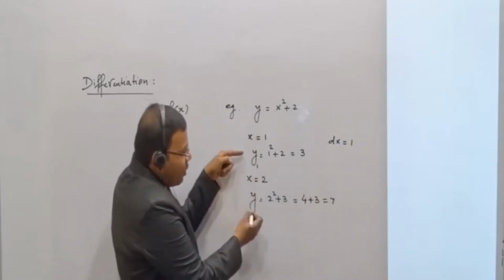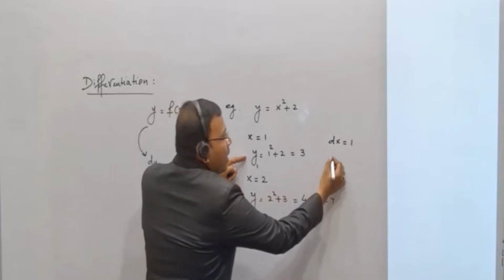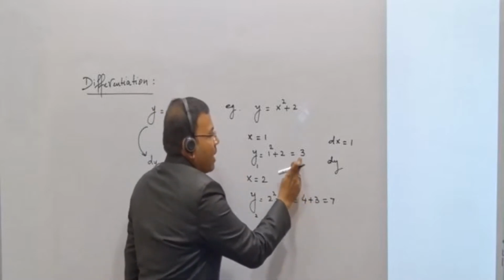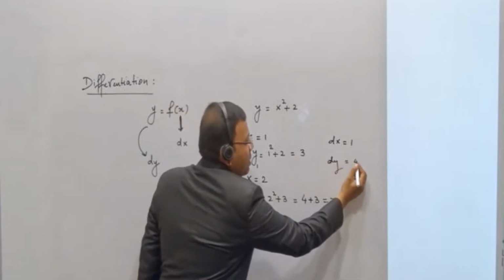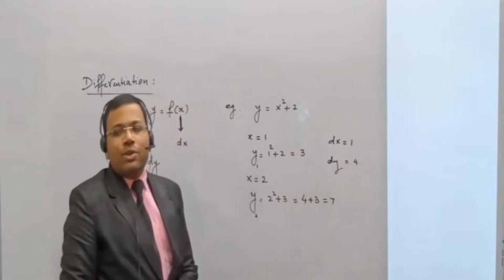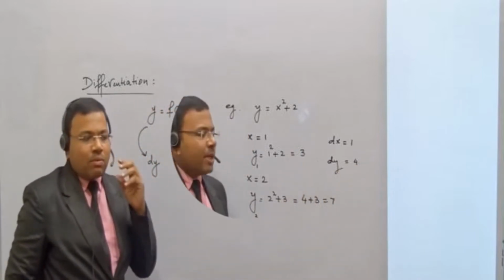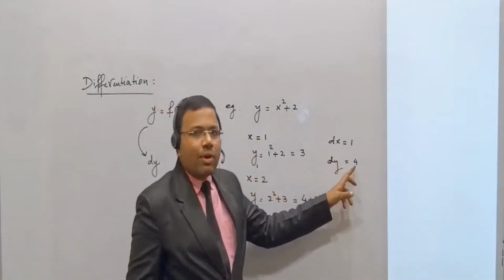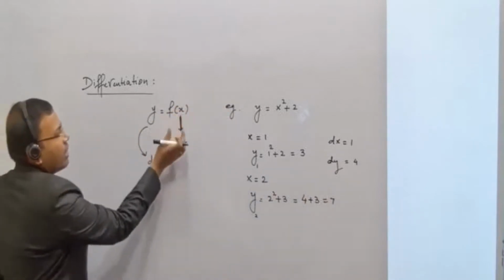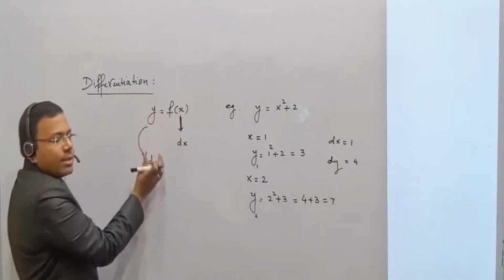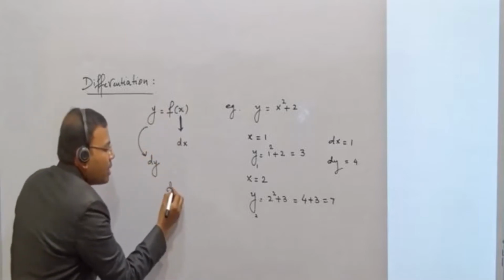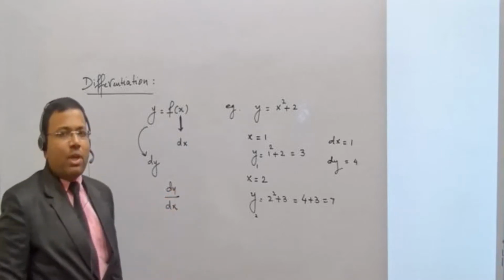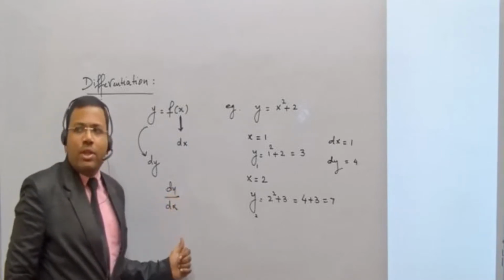Then what happens to the value of y? How is the value of y changing? The value of dy has also changed, beta. What is this change in value? 7 minus 3, that is equal to 4. If there is a change in the value of x, there is a change in the value of y. So in short, what we are saying is, if there is a change in x, then there is a change in y also. Then this dy by dx is the differentiation of y with respect to x. That means we are differentiating y with respect to x.